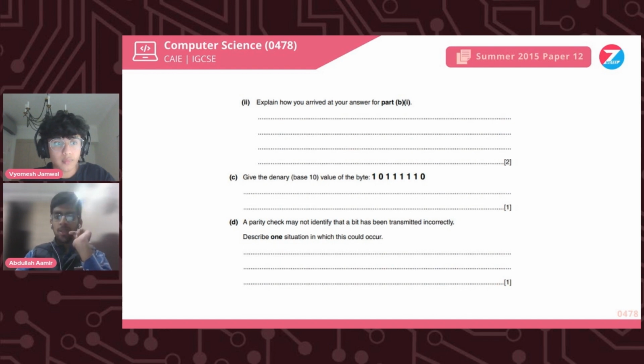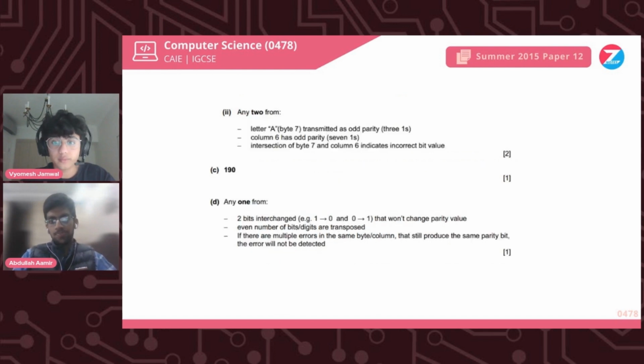Let's just say the upper byte has 1, 2, 3, 4, 5, 6 ones, so it's using even parity. Let's assume that. And we have the first two values changed, so it will become 0 1. The answer is completely changed, even though the parity has not changed, so we will not be able to identify the error for ourselves.